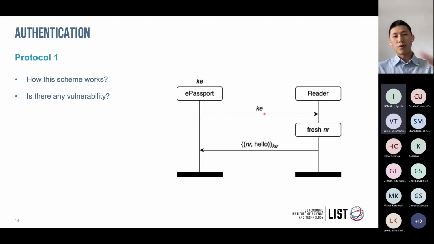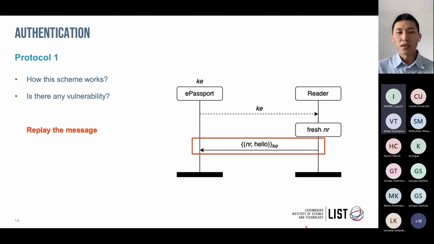In the real case, the passport can be put down on the reader, and the reader can read the KE through the OCR process. The reader can then generate a fresh nonce, NR, encrypt the nonce together with some information, let's say hello, with the encryption key, and send it back to the passport. Here we can say that only the legal party who has the encryption key can decrypt the message. So in that case, the passport can authenticate the reader. But is that secure enough? Well, the answer is no.